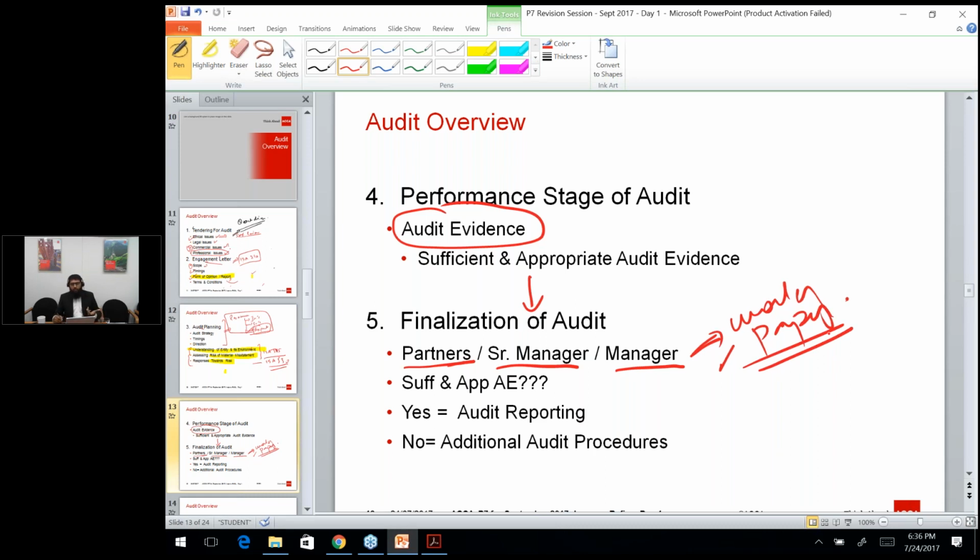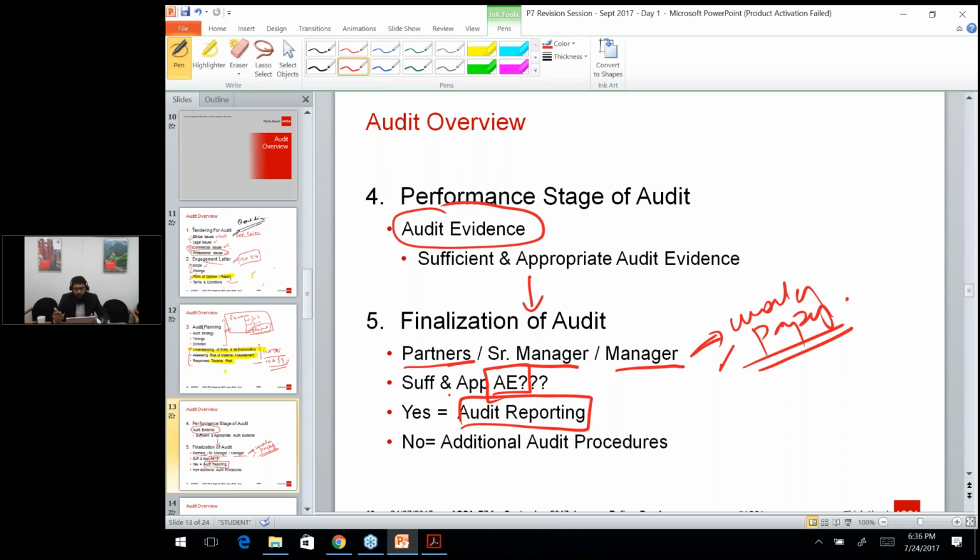When they review the working paper for this client, they try to figure out whether sufficient and appropriate audit evidence has been gathered. Has sufficient and appropriate audit evidence been gathered? If yes, then they go towards the audit reporting, towards concluding this specific audit. And if no, then they go towards performing additional audit procedures.